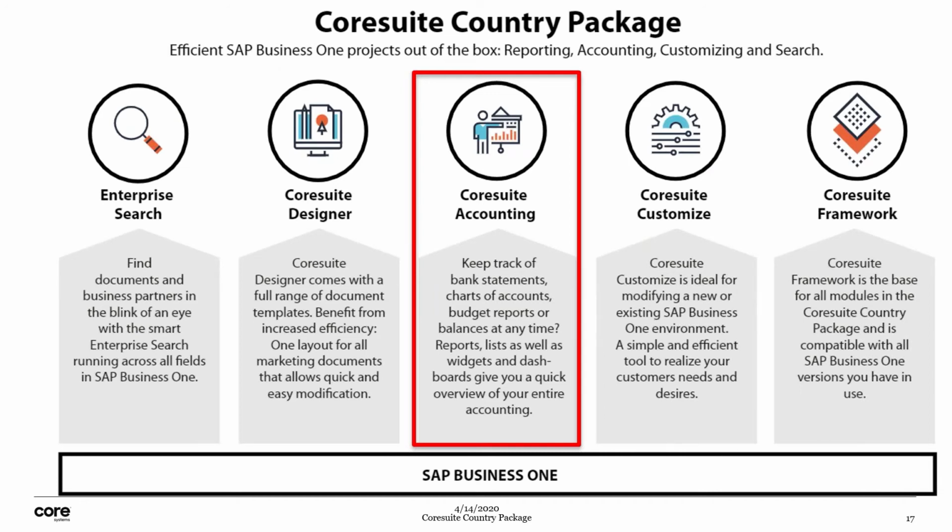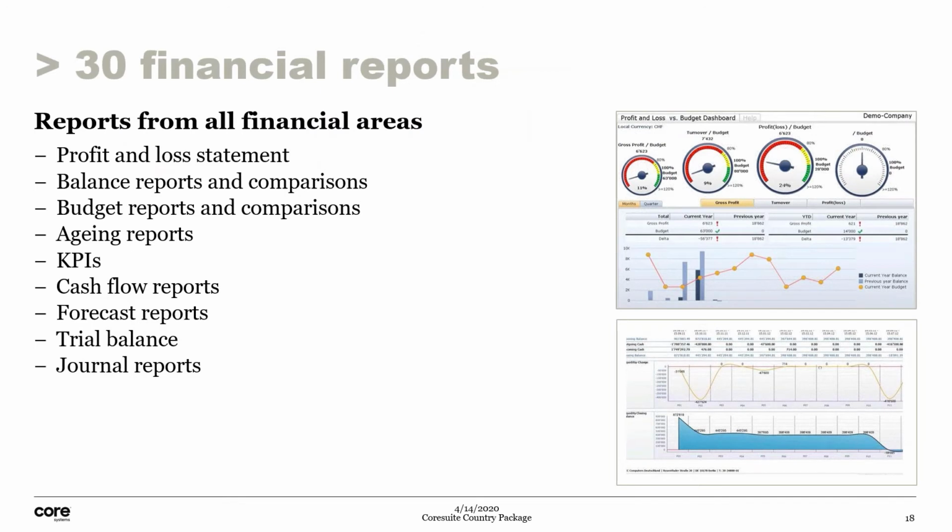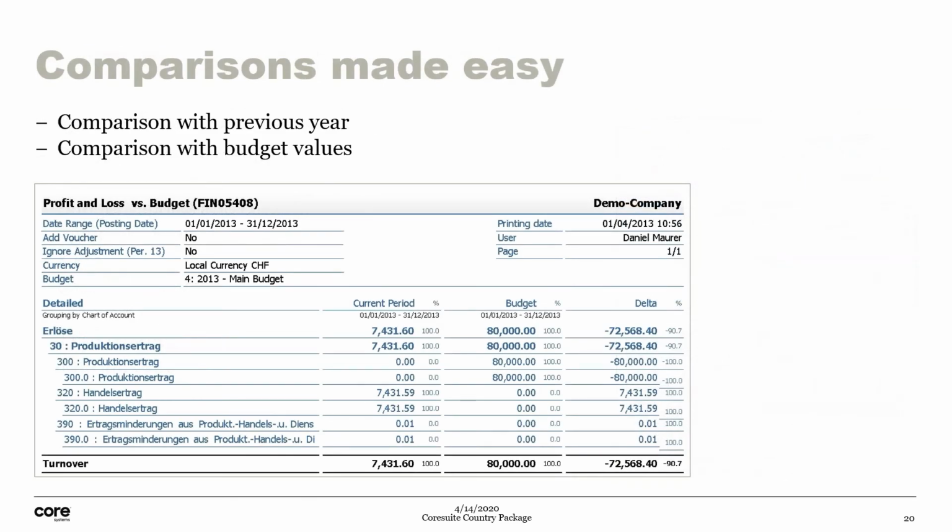So far about the enterprise search and the Coresuite Designer. Next up is then the Coresuite Accounting. That's, I would say, pretty simple. You have here a lot of predefined reports that you can use to take a look in the system. And there are over 30 financial reports. You see here already the examples for cash flow reports, forecast reports, profit and loss statements, and so on that are predefined that you can use and are part of the country package. You can have comparisons very easy.